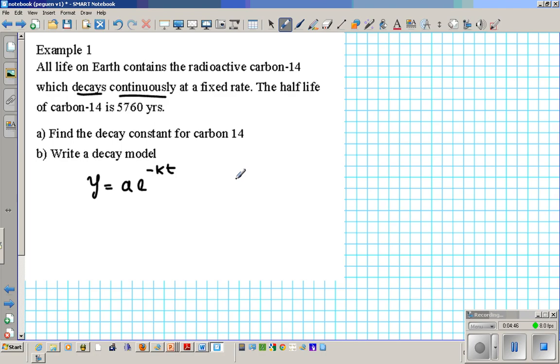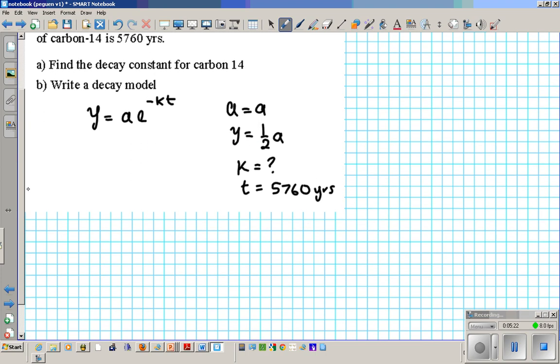Let's see, since it's half-life, a is equal to a, y is equal to 1/2 a. k is the decay constant, so I don't know what k is. t is 5,760 years, because that's the only time unit in the question. Alright? So we're going to put all this into this equation and look for the missing variable, which is k.